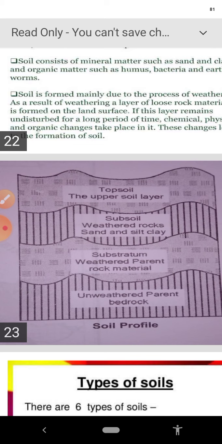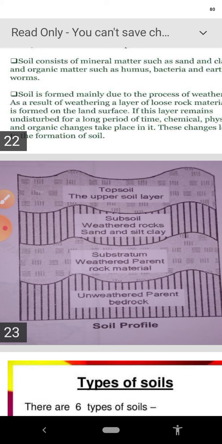As the trees are becoming longer or taller, the roots are also moving inside, penetrating inside the soil, and the roots become thicker and thicker. And in this way, the process of weathering is accelerated.